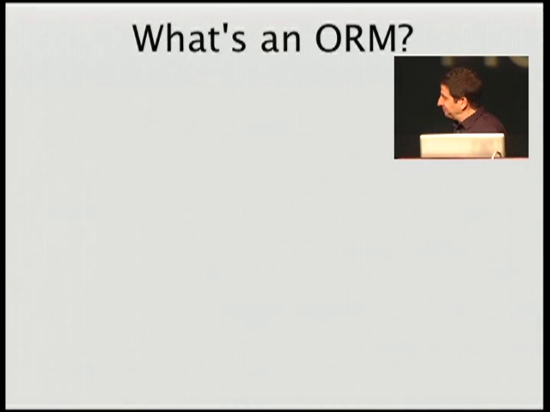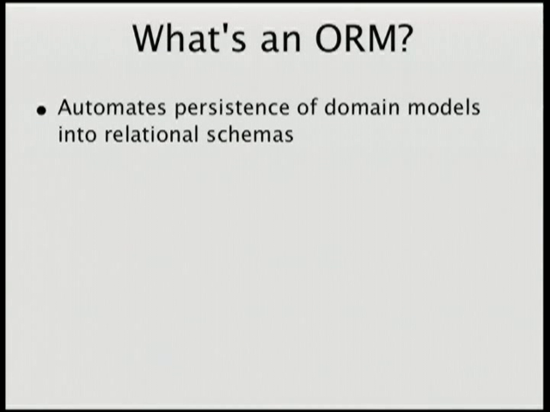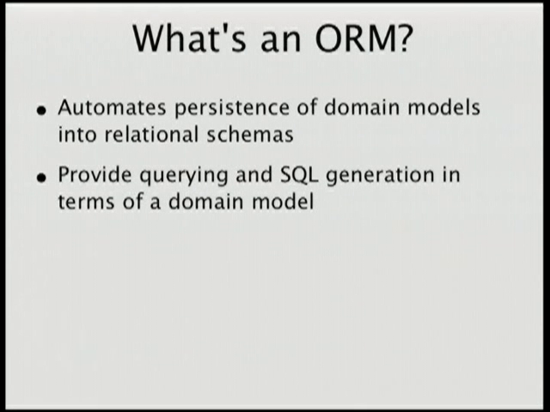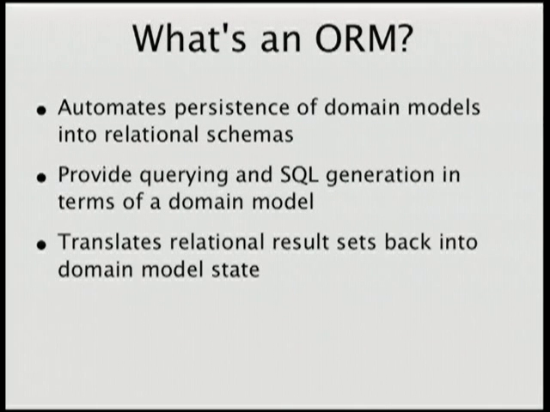So what's an ORM? The first and most obvious thing is that it automates the persistence of our domain models, which are our object-oriented class hierarchies, into a relational database schema. We all know that. It provides the ability to query and compose SQL statements in terms of our object model, our domain model. And when we get results from a database, it retranslates those relational results back into instances of our domain model's classes. So that's basically the round-trip model.